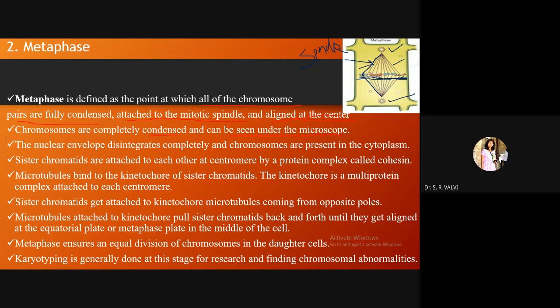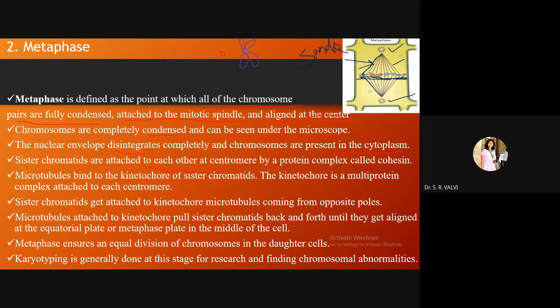Now see the next point of this metaphase. The nuclear envelope is totally disintegrated, and chromosomes are present in the cytoplasm. As I said, the chromosomes which were previously within the nucleus are now aligned within the cytoplasm. Now sister chromatids are attached to each other at the centromere. So see here, this is the centromere and this is the chromatin, right?